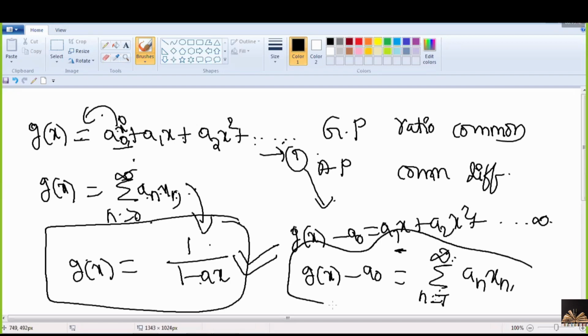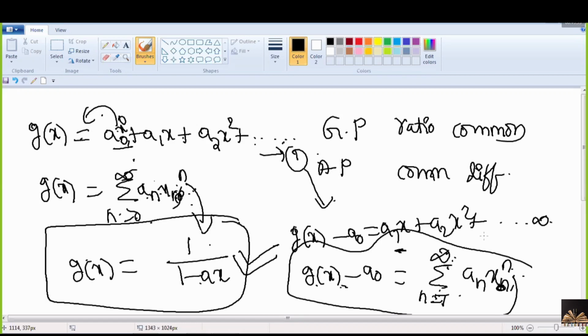So g of x equal to summation of n equal to 0 to infinity an x power n, and g of x minus a0 is equivalent to summation of n equal to 1 to infinity an into x to the power of n. Is it clear?